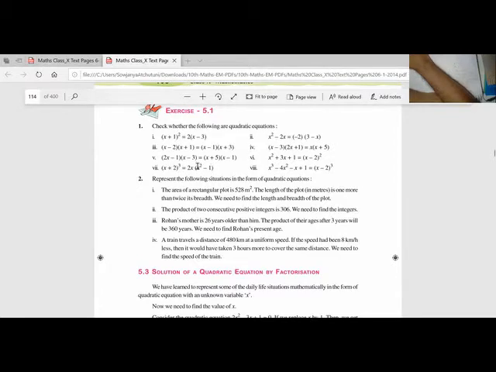What about this one? This is also x cube. Here it is 2x cube. So it is in terms of third degree. x plus 2 whole cube is equal to 2x into x squared minus 1. Let us see this.